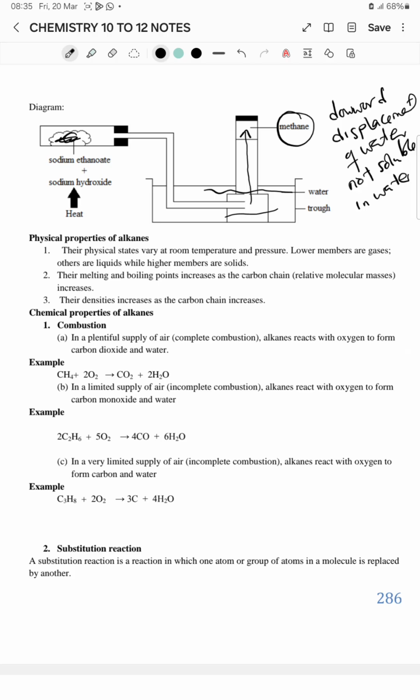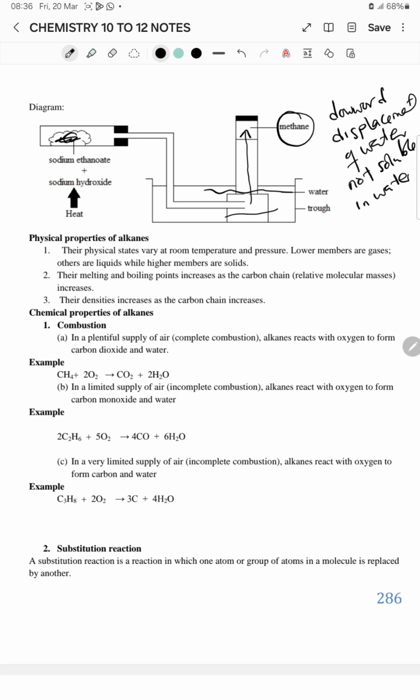Okay, so please, when they ask you how do you prepare methane, you tell them that you react sodium ethanoate with sodium hydroxide, where you are going to get methane and sodium carbonate.